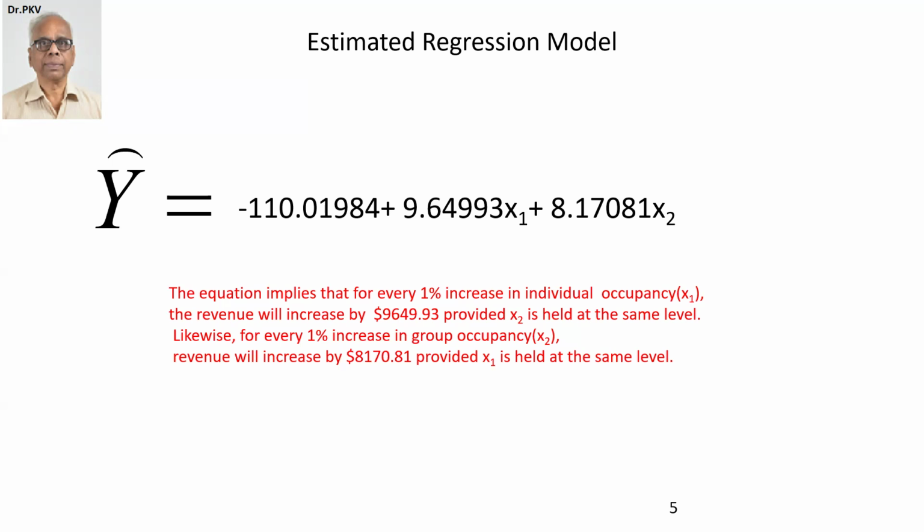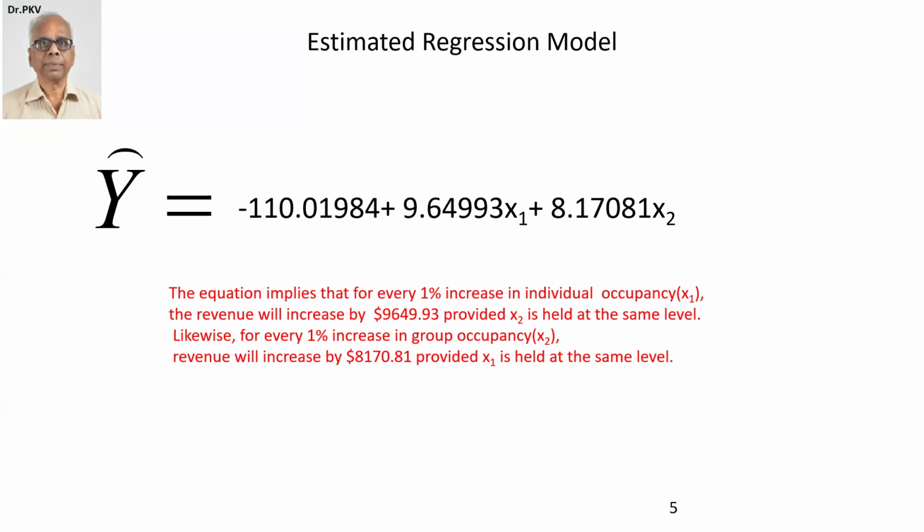The equation implies that for every 1% increase in individual occupancy, x1, the revenue will increase by $9,649.93, provided x2 is held at the same level. In other words, when we talk about the increase in x1, x2 is held constant. And when we talk about the increase in x2, x1 is held constant, because both of them can otherwise vary in practice. So when we are interpreting, we have to be careful.